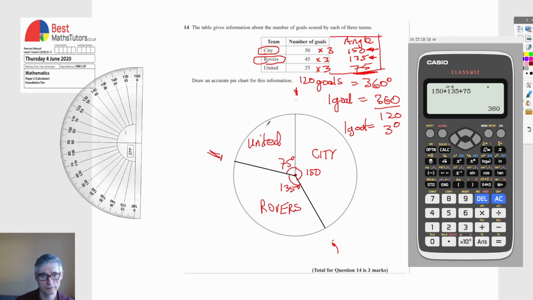So hopefully that's enabled you to answer this if you try and answer the question yourself. We just need to be careful working out the angles first of all, and then be careful using the protractor, making sure we're on the correct scale. So we need to decide if we're on the inside or the outside scale, which is the common mistake that people sometimes do make on this.